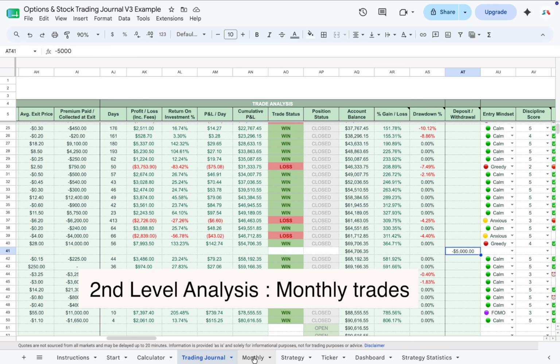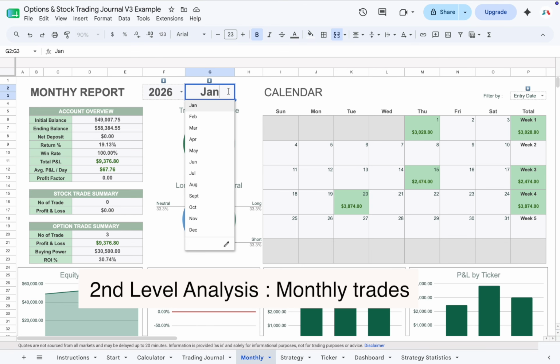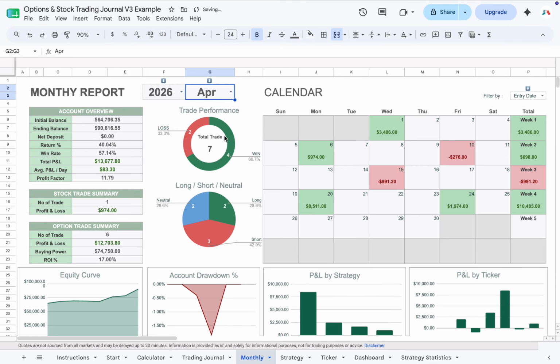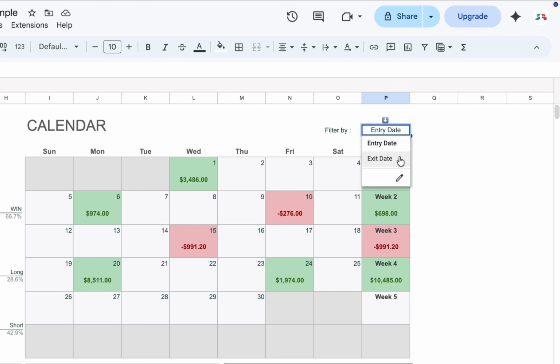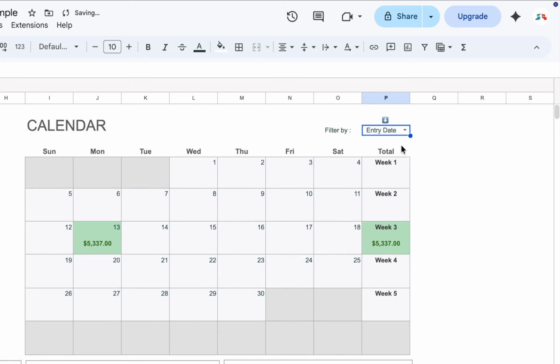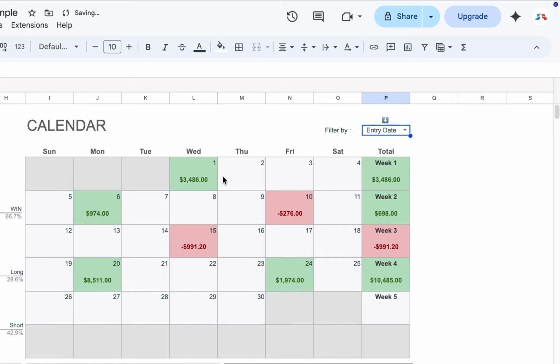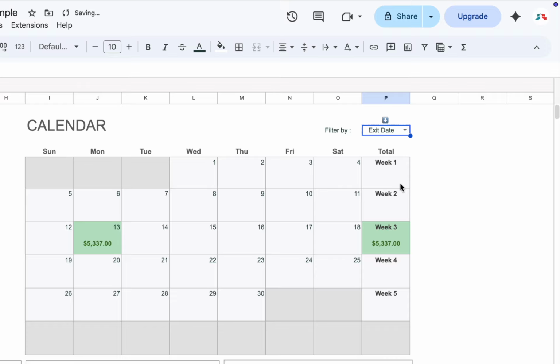Next is the monthly report. Select the year and month from the drop-down menus at the top of the page. You can choose to analyze performance based on either entry date or exit date. When entry date is selected, the report includes trades opened during the selected month. When exit date is selected, the report includes trades closed during the selected month.